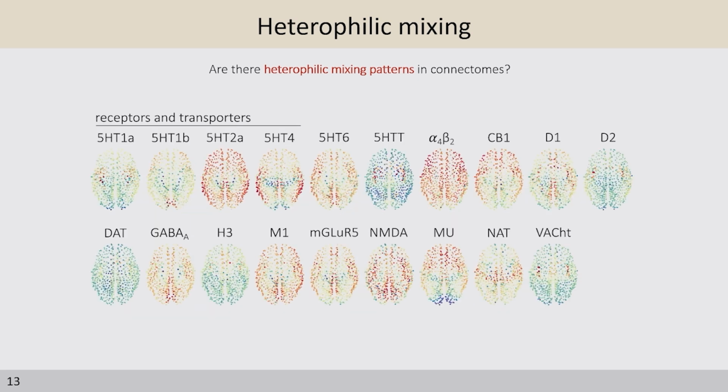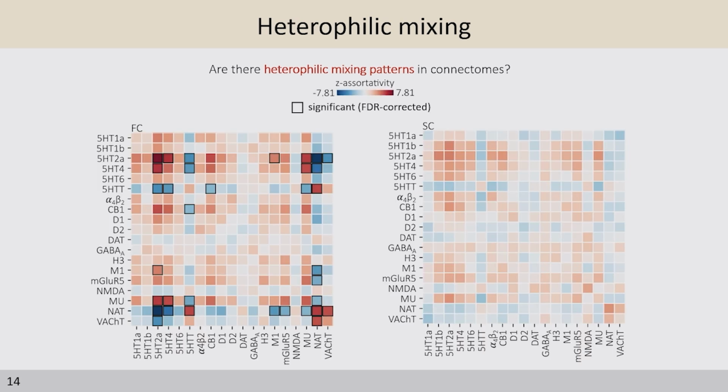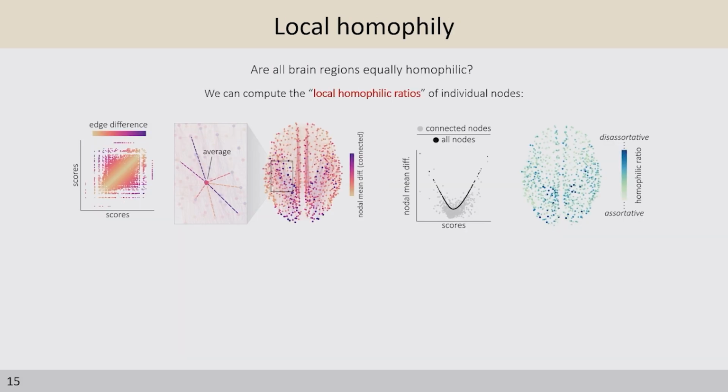And to study this principle, we relied on receptor and transporter data, so density values from PET data that we have accessible freely, by the way, on NeuroMaps, our toolbox that we've created. And what we've obtained is this matrix here of standardized assortativity results. I won't go too much into the detail for the sake of time, but you can see that there are a lot of significant relationships between pairs of neurotransmitter receptors and transporters that are related in a very particular way in the brain.